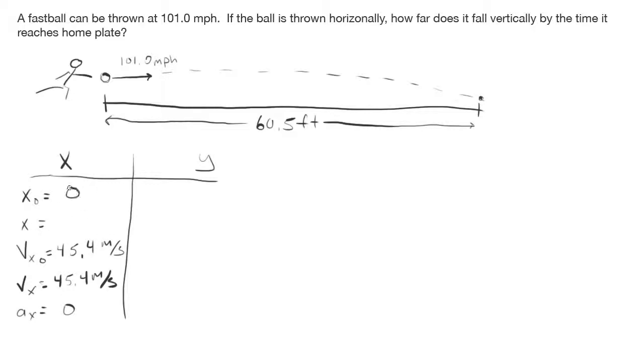Initial position, I get to decide. Final position, 60.5 feet. So we look at this and we're like, hey, I know everything in the x direction. That's pretty sweet. Too bad the question isn't about the x direction, because then I'd be done. Now we can look at the y. Initially, my y position is 0. My final y position, I do not know. My initial y velocity is 0. My final y velocity, I do not know. And the acceleration in the y direction is negative g.